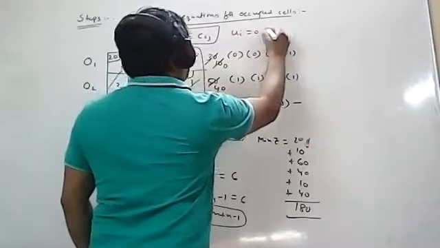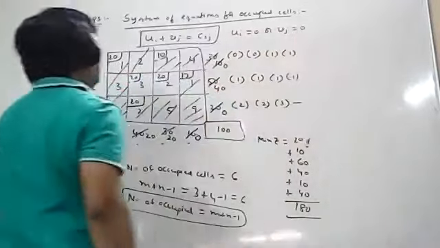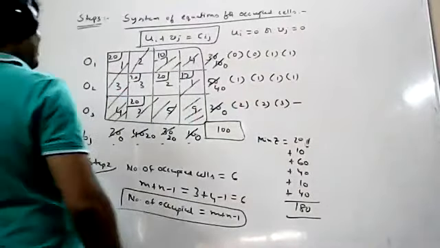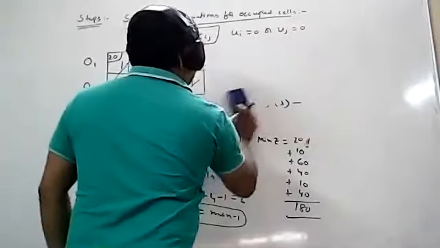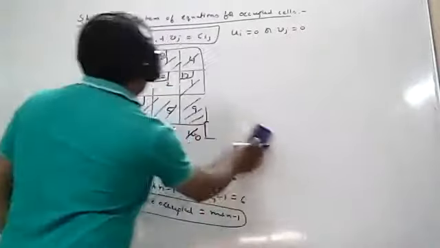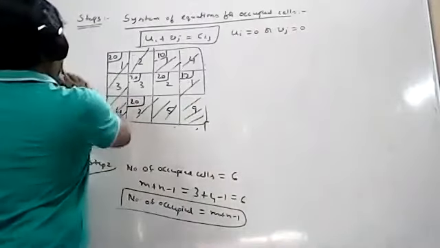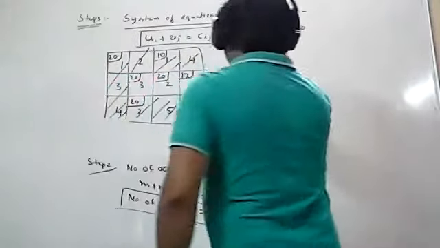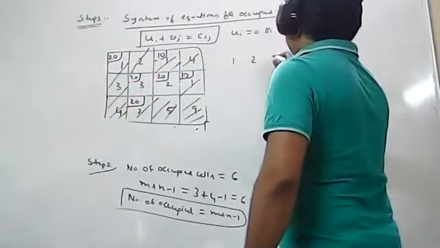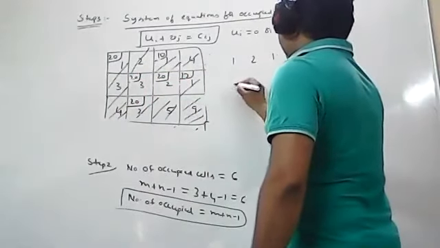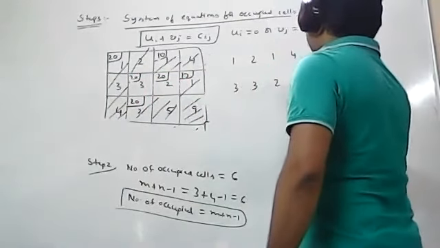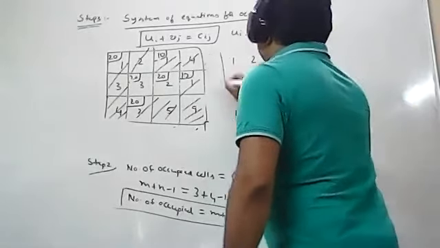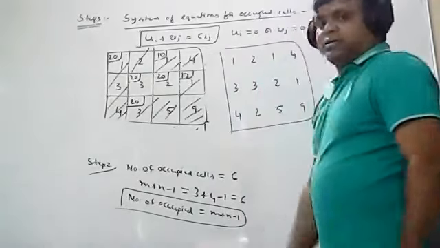Initially, you have to assume either Ui equal to 0 or Vj equal to 0. For that you have to draw the table without supply and demand. So I will again draw the table here. The first row: 1, 2, 1, 4. Second row: 3, 3, 2, 1. Third row: 4, 2, 5, 9. Okay, so this is the table.